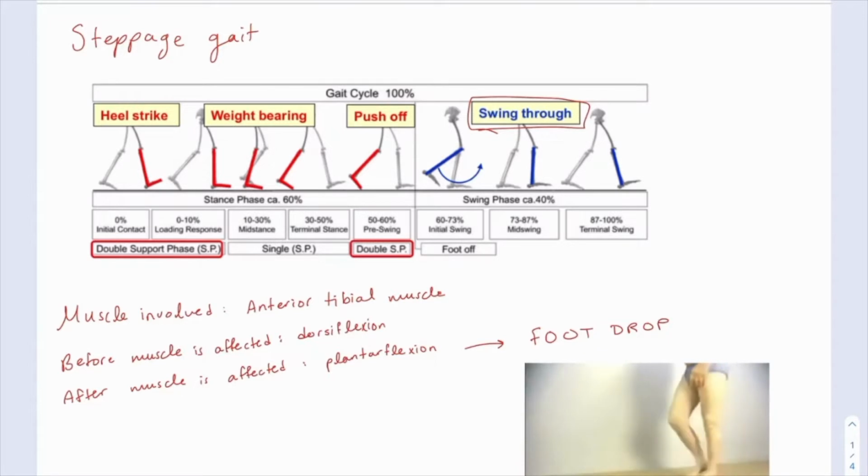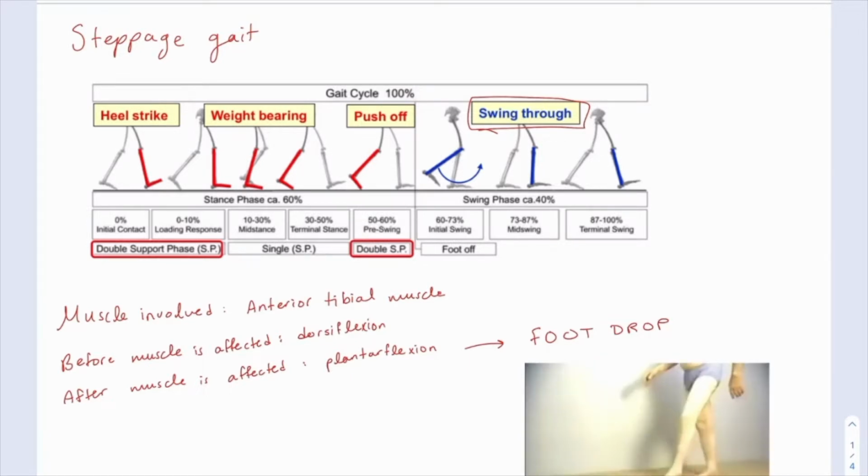So, as you all know, the Steppage Gait involves the anterior tibial muscle. The anterior tibial muscle usually performs dorsiflexion, and this dorsiflexion happens during the heel strike as well as the entire swing through phase, because your leg is basically swinging in the air and it's not coming into contact with the ground. So the anterior tibial muscle is responsible for dorsiflexion.